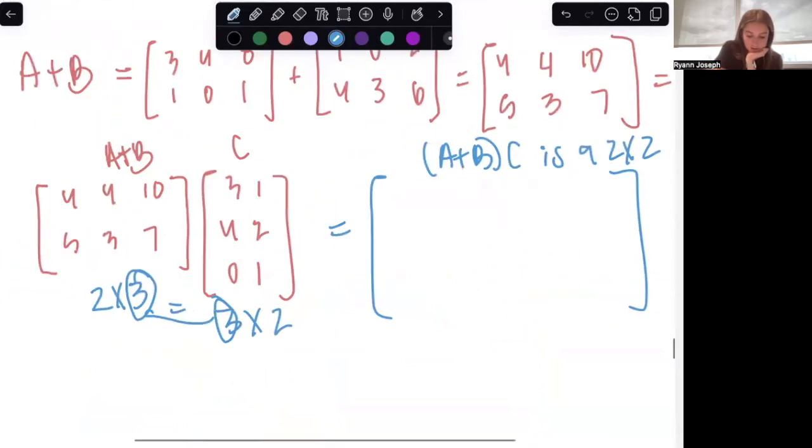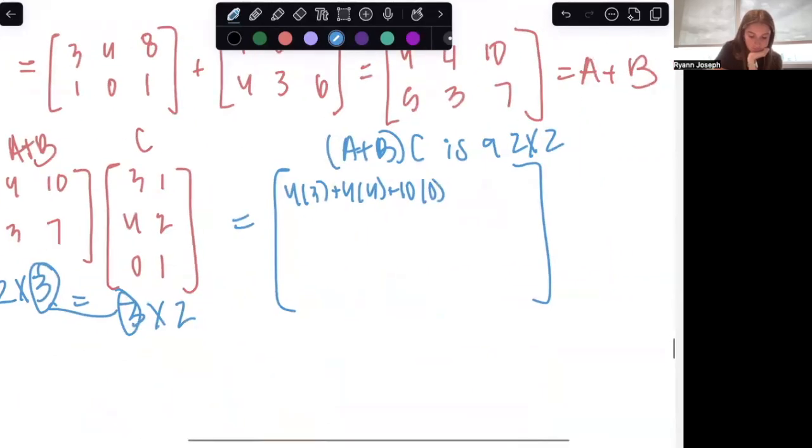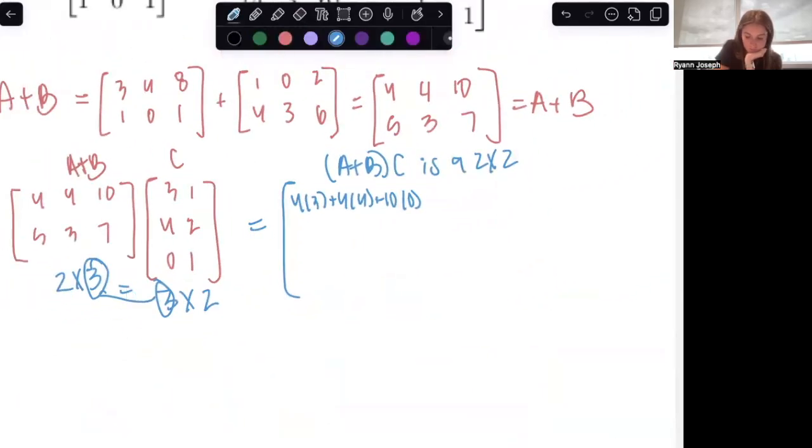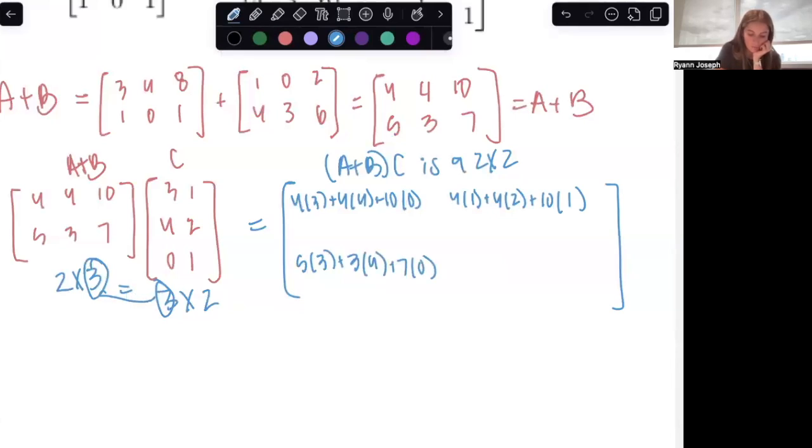Okay, let's do a quick computation. Oh, I totally did the same thing twice. See, I made a mistake. You never know. I'm gonna make a lot of mistakes in these videos, I promise. First row: 4 times 1 plus 4 times 2 plus 10 times 1. Second row: 5 times 3 plus 3 times 4 plus 7 times 0. Then 5 times 1 plus 3 times 2 plus 7 times 1.